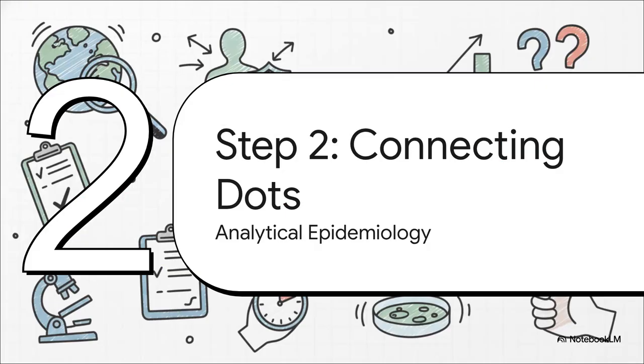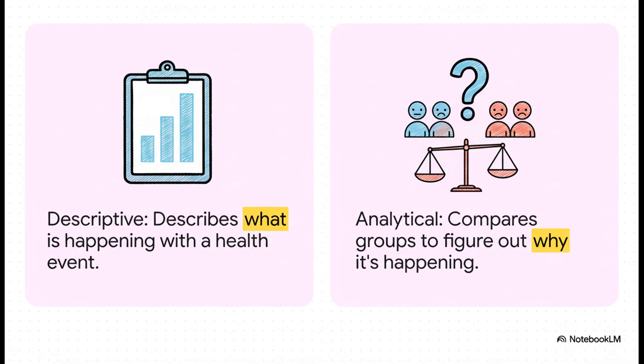Okay, so once you have those basic facts, you move on to the next step, connecting the dots. This is where you start looking for patterns and asking that really big question, why? This is the whole point of what we call analytical epidemiology. This slide just nails the difference. Descriptive epi tells you what is going on, but analytical epi is what lets you compare groups to figure out why it's going on. It's the leap from just describing the problem to actually trying to find its cause.